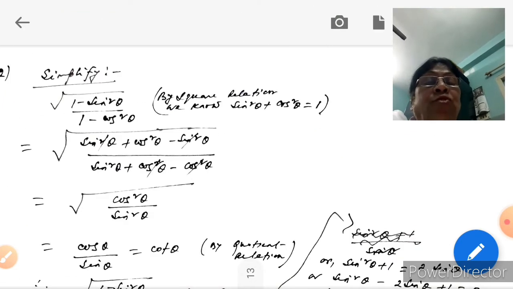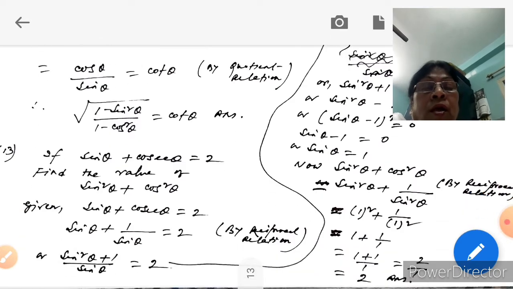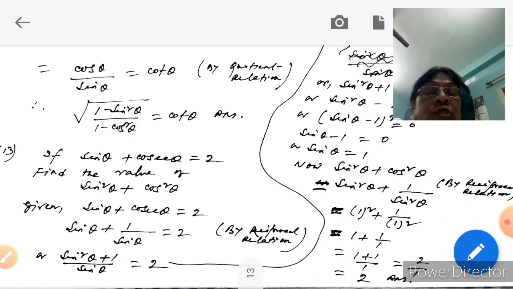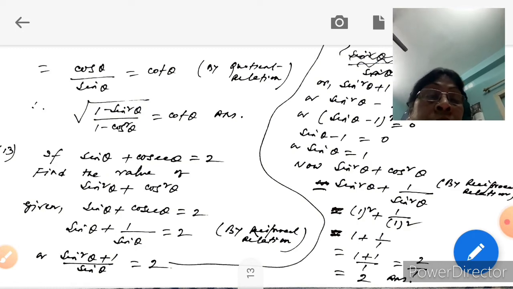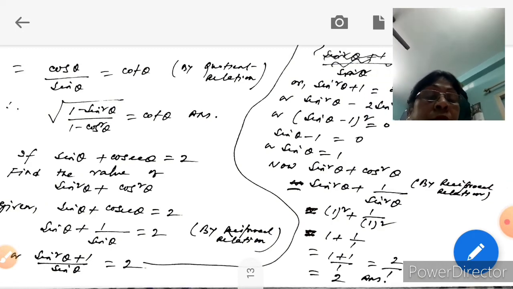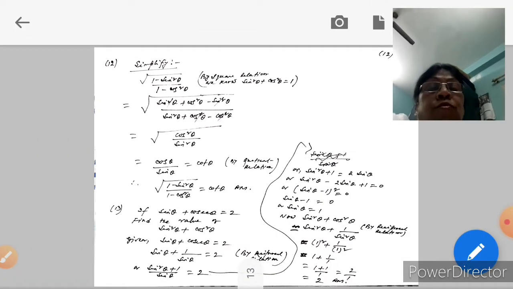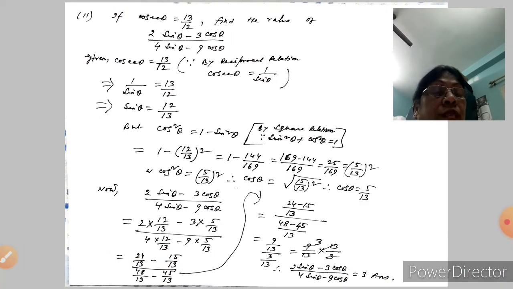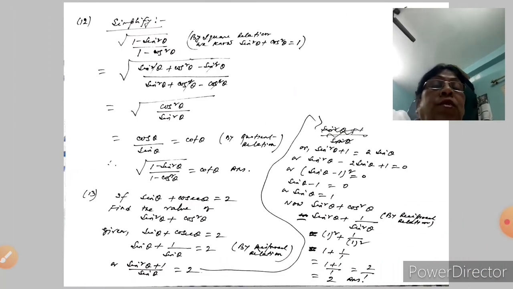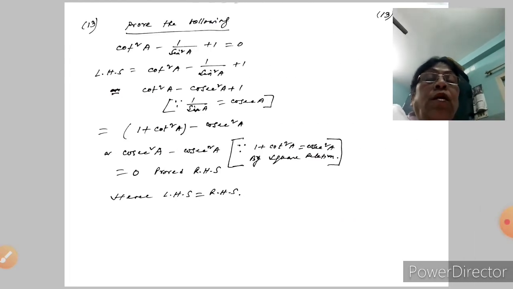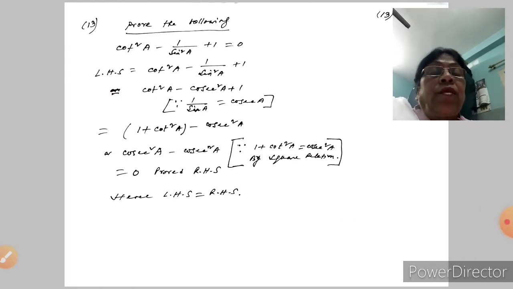We have been asked to find out the value of sin square theta plus cosec square theta. If sin theta plus cosec theta is equal to 2, we have to find out the value of sin square theta plus cosec square theta. So, we see here the value is equal to 2. This is the answer. Now come question number 13.